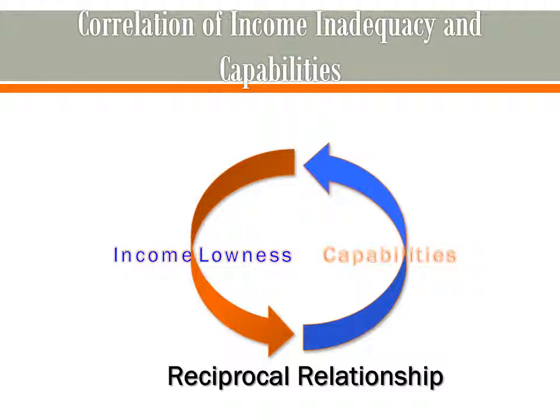There seems to be a reciprocal relationship between one's income and one's capabilities. If someone has income lowness, their capabilities are most likely not being met, and if someone doesn't have the necessary capabilities, they usually will have a low income. The cyclic relationship supports our definition of poverty and the necessity to consider income lowness and capabilities to decide if someone has their sufficient needs met.